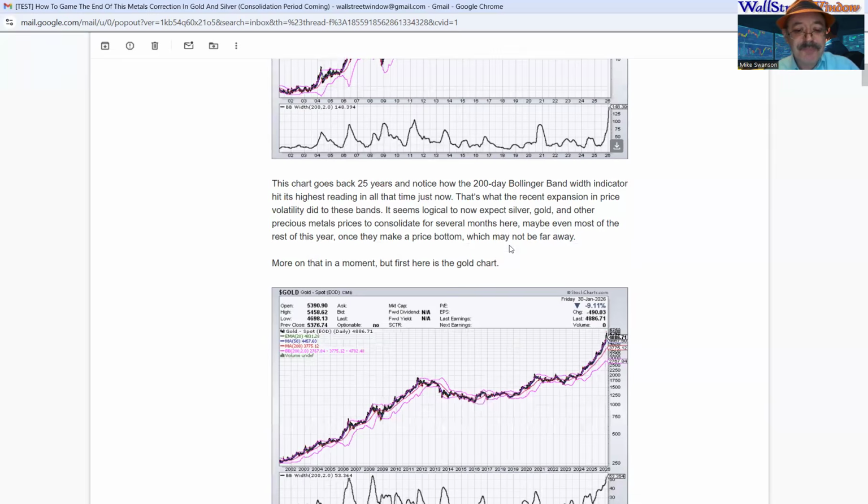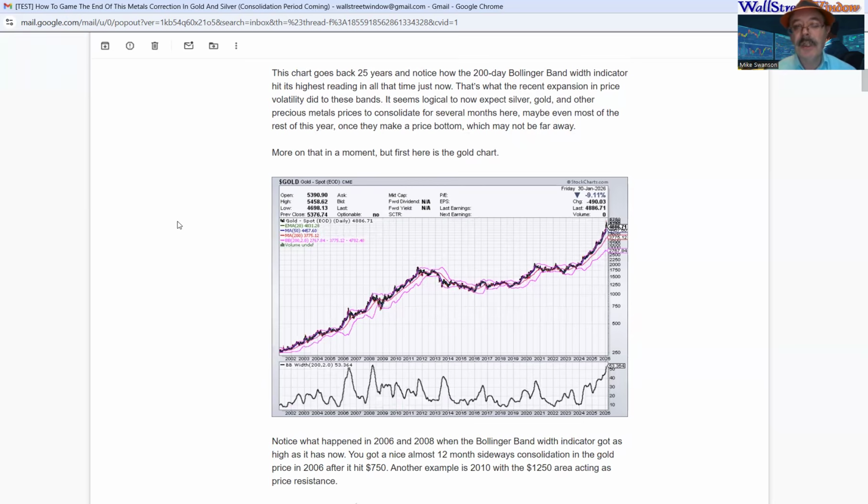And let's talk about gold. So you can see a similar thing. Gold too has had a momentous rally since 2024. Really, neither one had a big correction. We saw periods of consolidation. We'll focus on them in a second, but the Bollinger Band width on gold is not at a level not seen before.